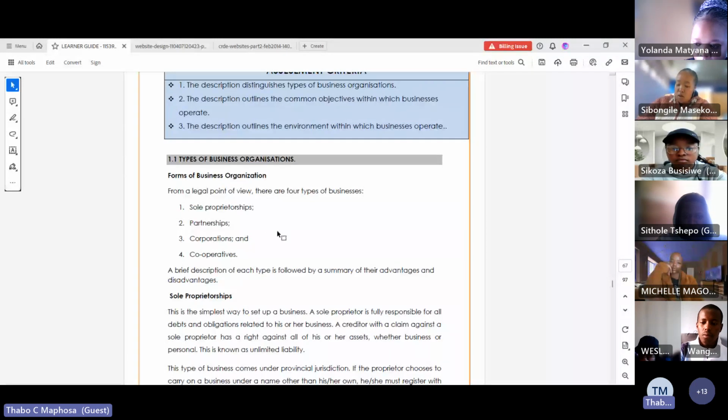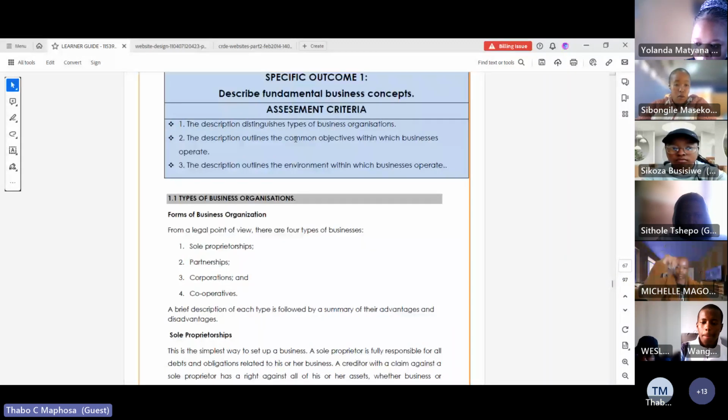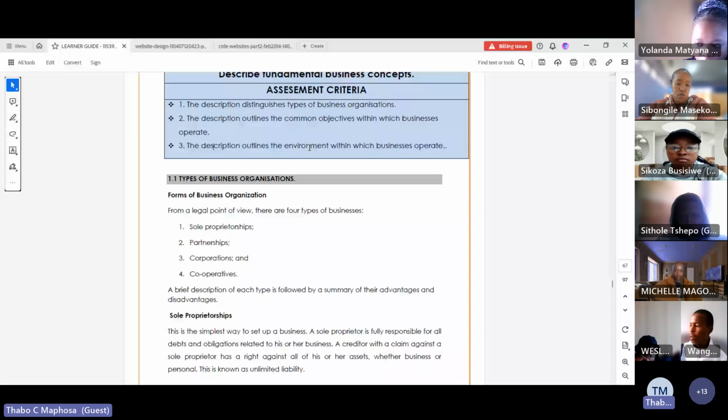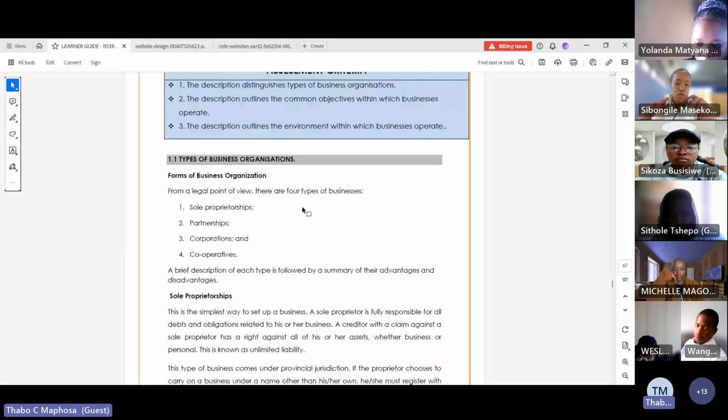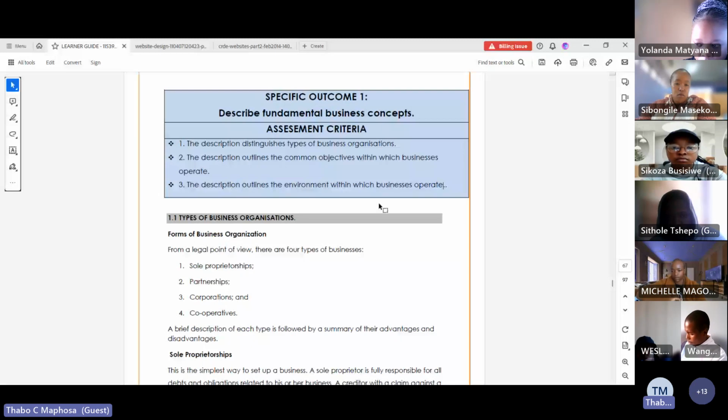The first thing we'll be looking at is describing and distinguishing the types of business organizations. We're also going to look at the common objectives within which businesses operate, and the environment within which businesses operate. So this is the first part. Technically, the first part is us introducing the business world before we even talk about the information technology aspect.